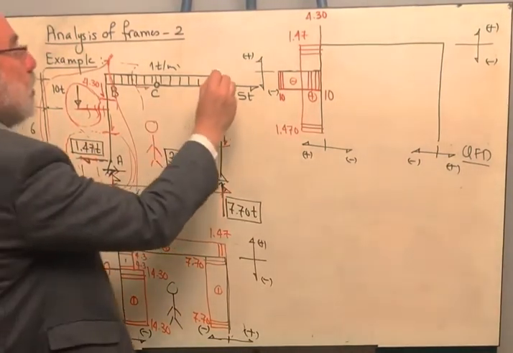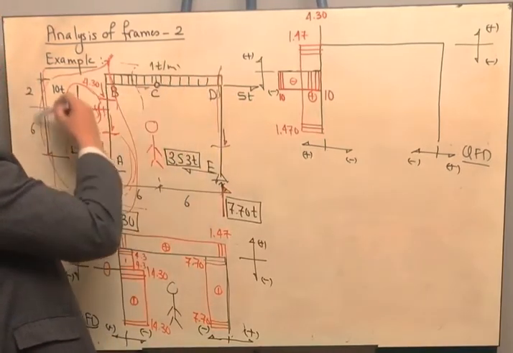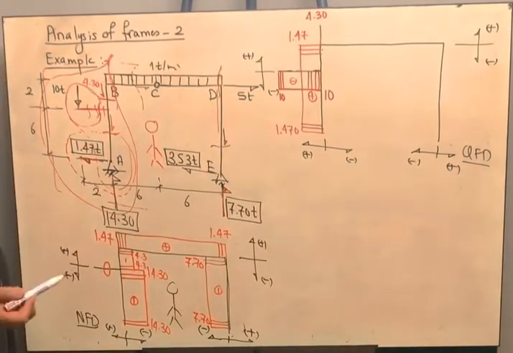Now at point D, you are cutting a section here like this and counting all of the forces on your left. What is the difference?